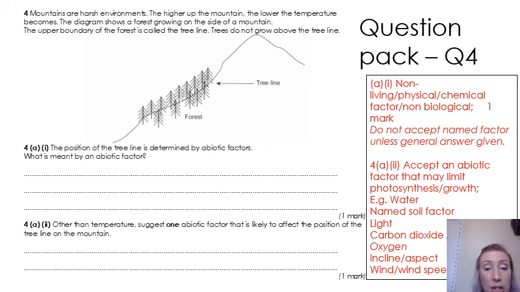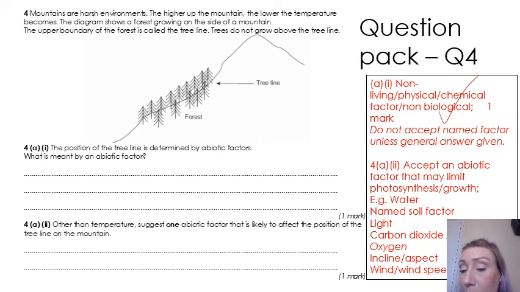It says the position of the tree line is determined by abiotic factors. What's an abiotic factor? So I'm hoping you've written a non-living factor that affects the distribution of species or organisms, and you would have picked up your first mark point. Other than temperature, suggest an abiotic factor that would be likely to affect the position of the tree line on the mountain. So you're allowed anything that you think would affect basically growth or photosynthesis of a tree.